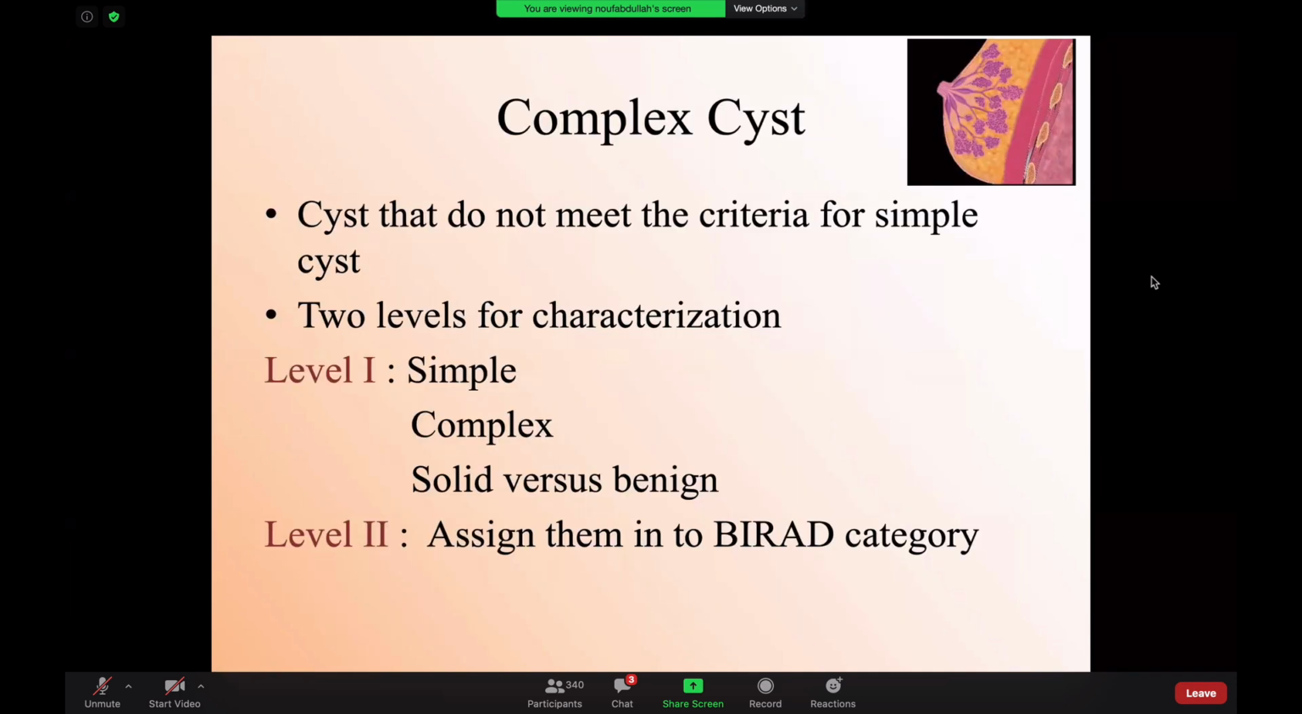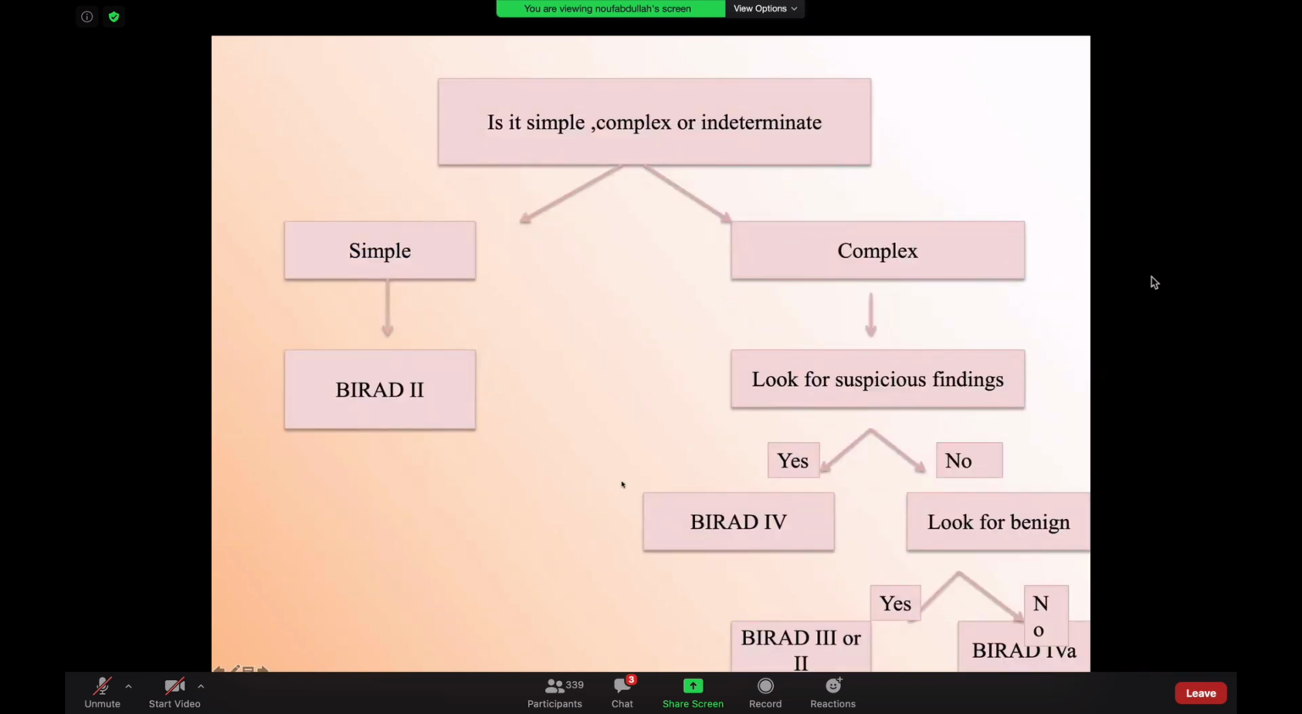A complex cystic lesion doesn't fit the criteria for a simple cyst. So you have to think, am I dealing with a simple cyst? No. Am I dealing with a complex cystic lesion? Yes. Is it solid or benign? Let's look at the images.